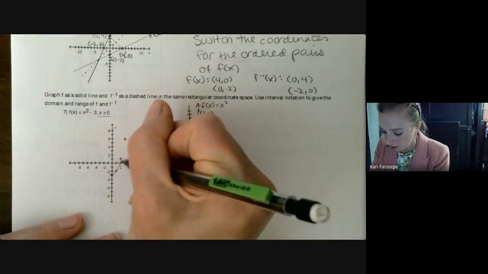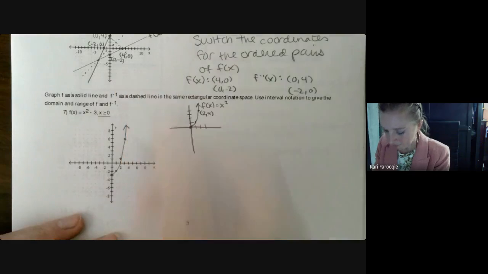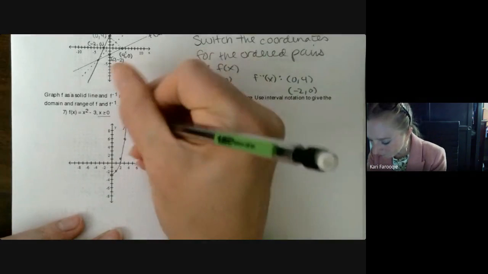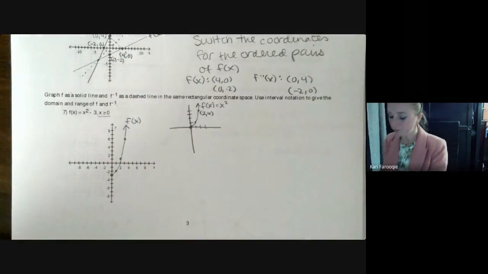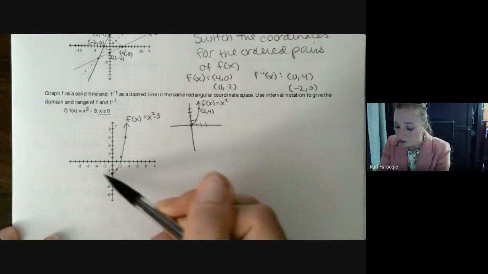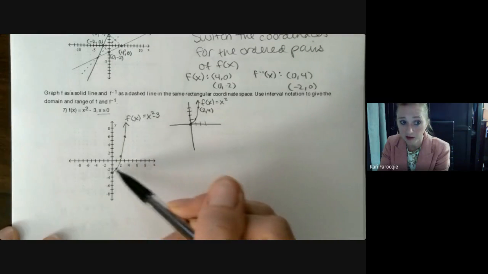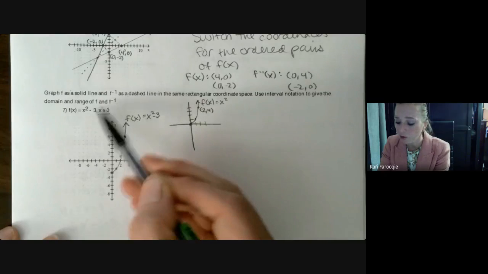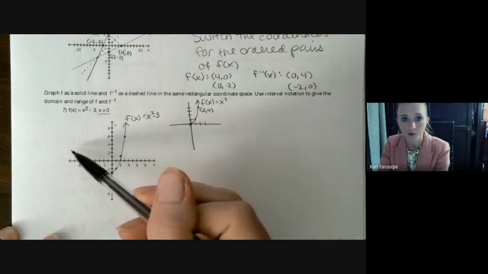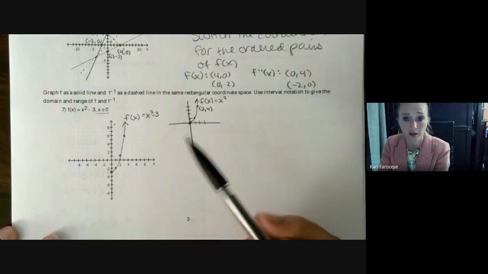So go ahead and connect your points with a nice smooth half of a parabola. And this is f of x equals x squared minus 3. Now, remember that had we graphed the left-hand side of this, we would not have passed the horizontal line test. That's the reason why we have this piece here. If you graph the whole parabola, you don't have an inverse function because you can't pass the horizontal line test.